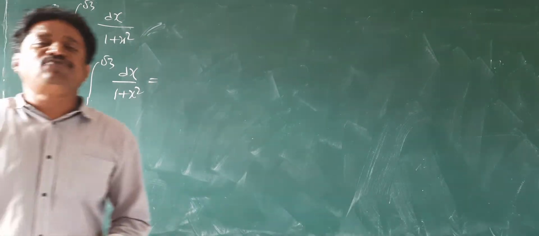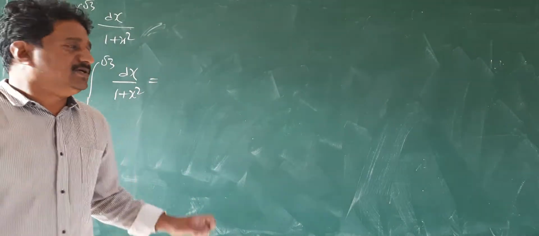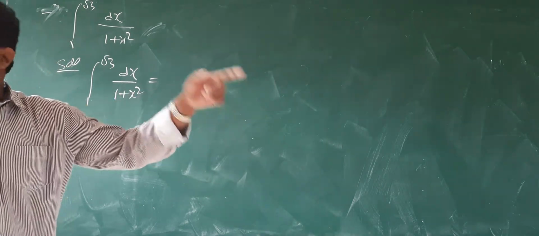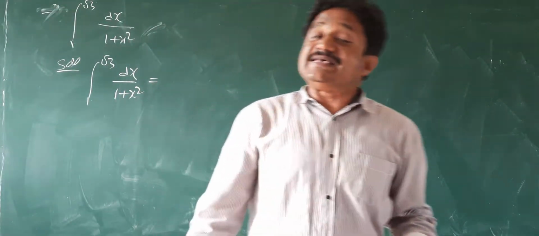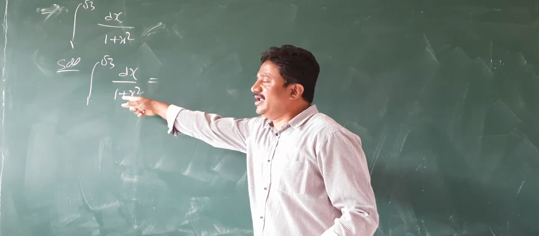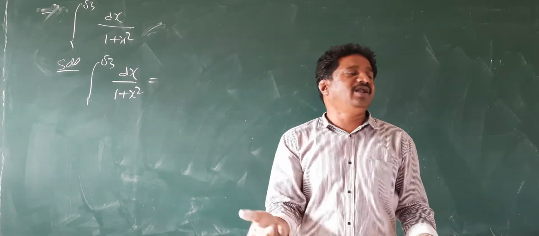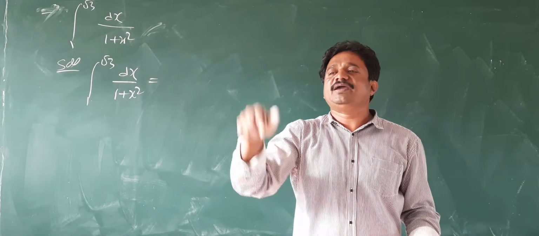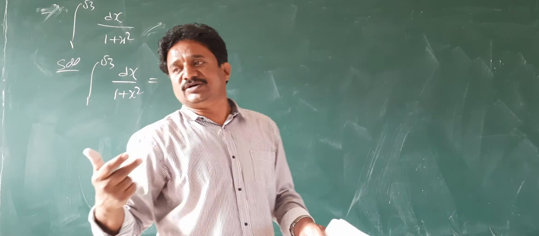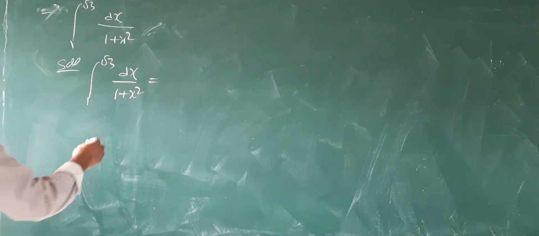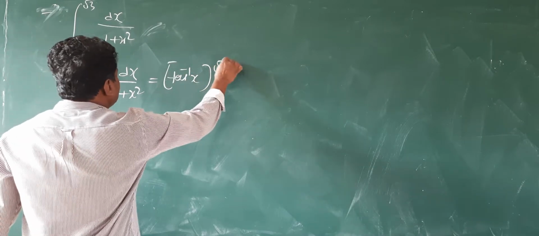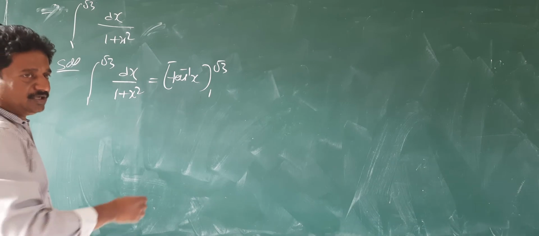How much is the integration of 1 by 1 plus x square? Tan inverse x. If we have a square, you write 1 by a tan inverse x by a. Here, if a is 1, tan inverse x is enough, because putting a as 1 gives 1 by 1 tan inverse x by 1, which is tan inverse x. So tan inverse x, with limits from 1 to root 3, upper limit minus lower limit.